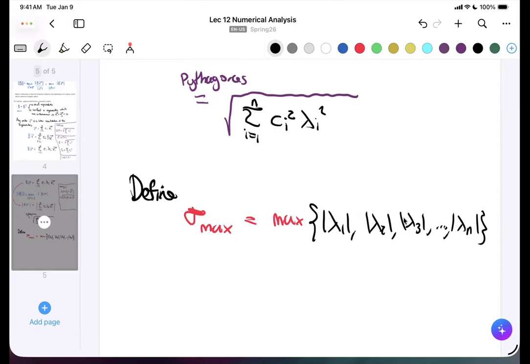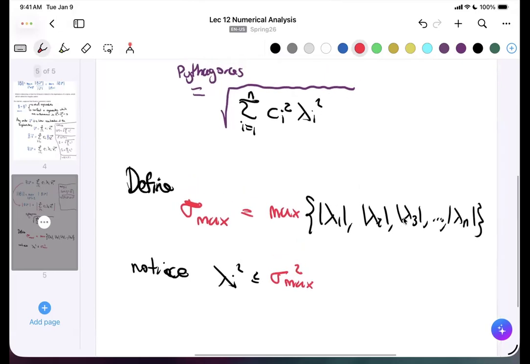But once you do it that way, each eigenvalue in absolute value, each eigenvalue squared, is going to be less than or equal to sigma max squared. That's why I wanted to write it this way. Okay. And that is the inequality that I'm going to use here.